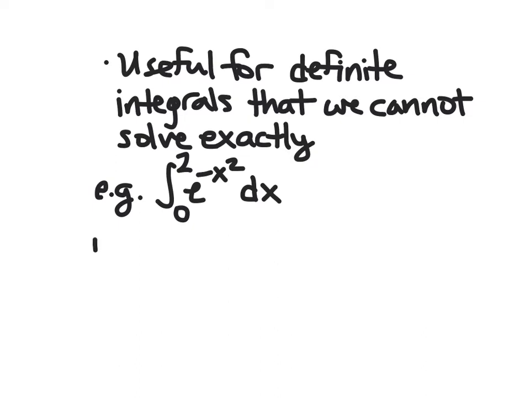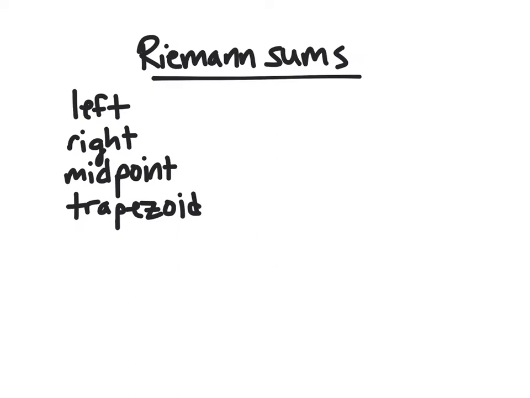by using, say, Riemann sums. So we're actually going to go back to the basics and recall Riemann sums and how we define our integrals that way. For different types of Riemann sums, we really have four main ones that we think about: left sums, right sums, midpoint sums, and trapezoid sums.